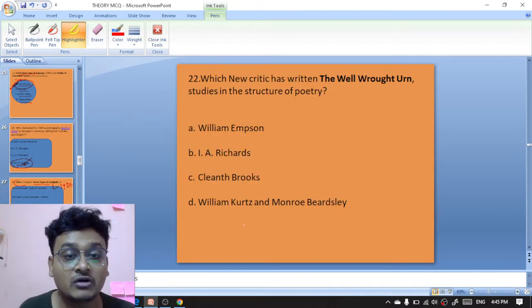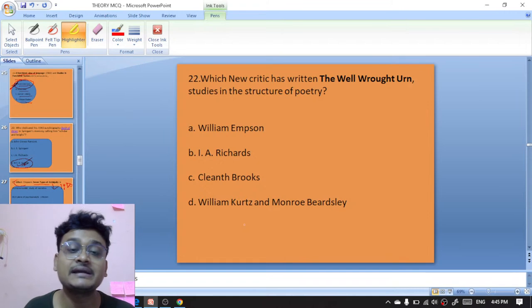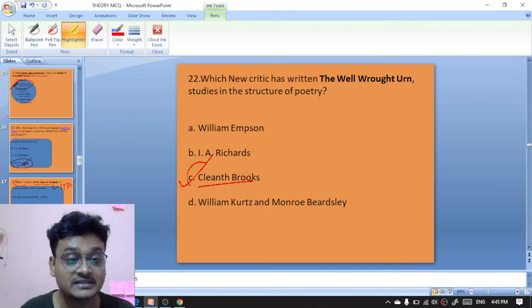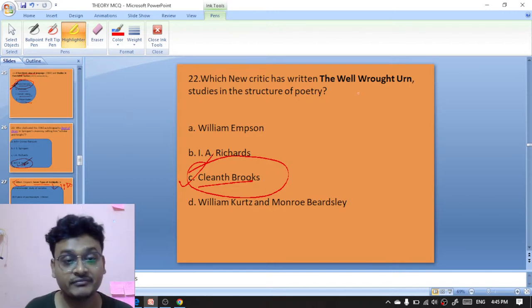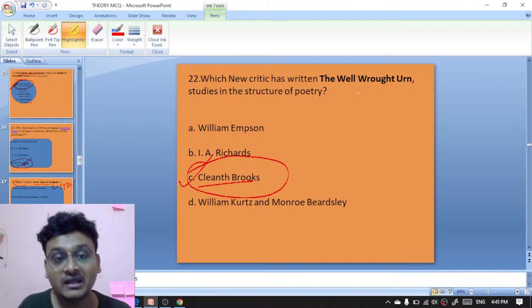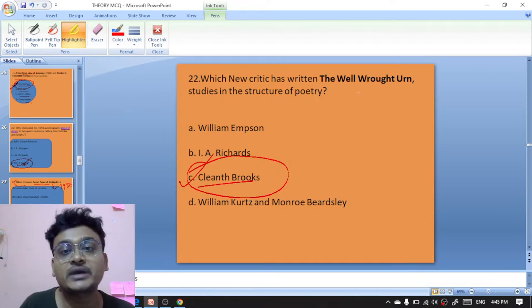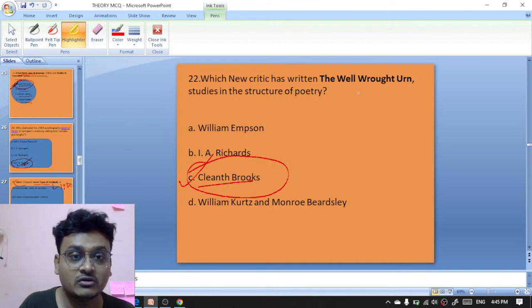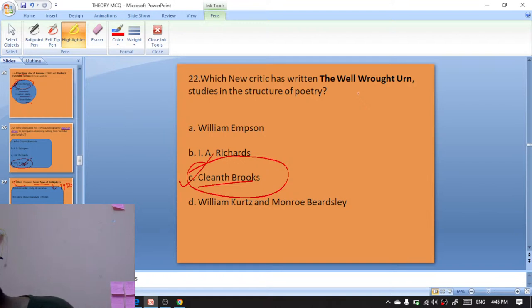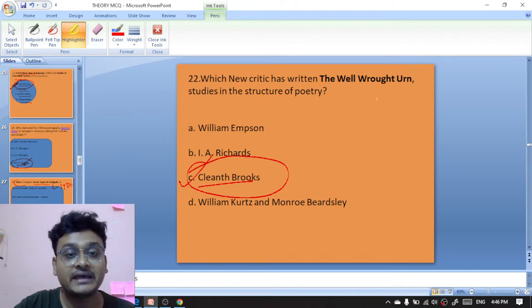Which new critic has written The Well-Wrought Urn, published in the year 1947, studies in the structure of poetry? William Empson, I. A. Richards, Cleanth Brooks, William Wimsatt and Monroe Beardsley. The Well-Wrought Urn was written by Cleanth Brooks. In this book he has coined the phrase the heresy of paraphrase, that is, the error you make when you paraphrase or summarize a poem or any literary work, because form and content are inseparable. The gist of the poem is ruined when you summarize anything.